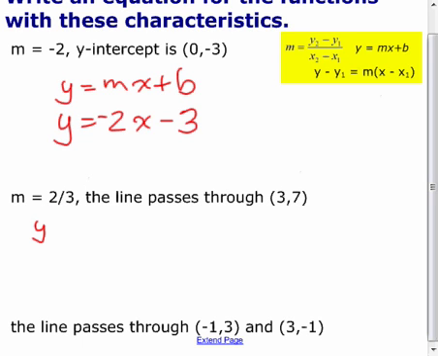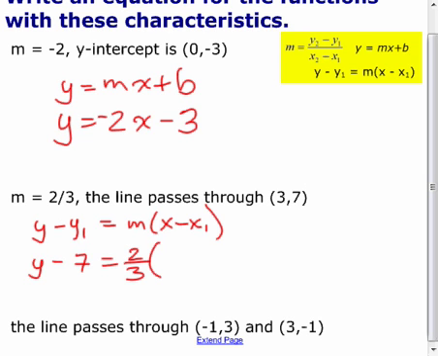Let's try it. y minus y1 equals m(x minus x1). Always a good idea to write your formula down first. Now substitute the y value that I was given in the point. My slope, 2/3. x minus, my x point was 3. There. Oh, it doesn't really look right yet because it's supposed to look like this.